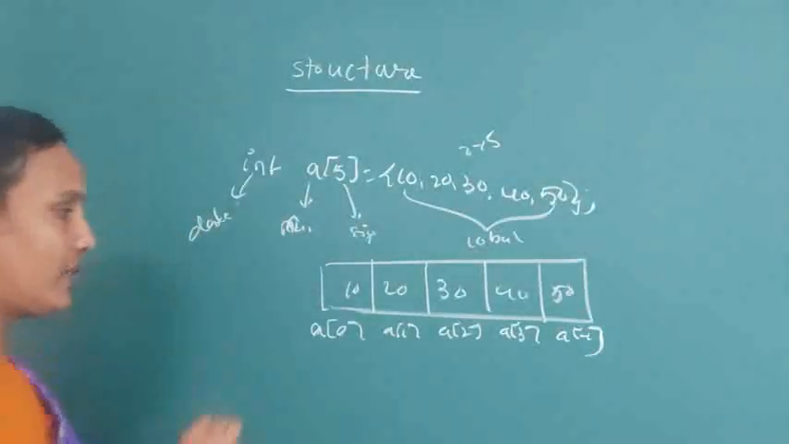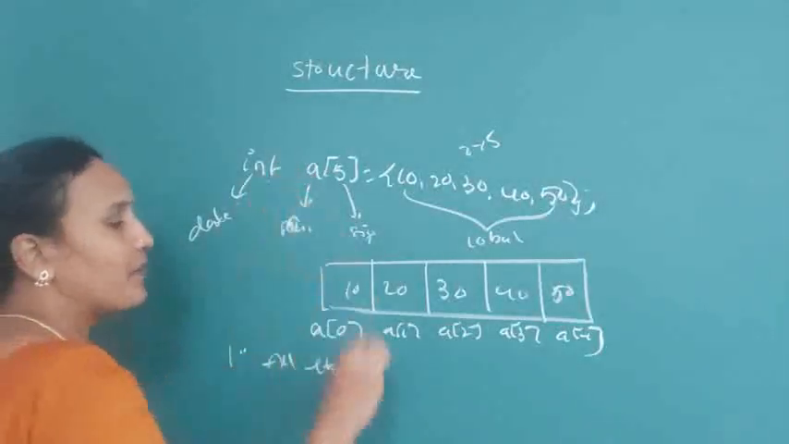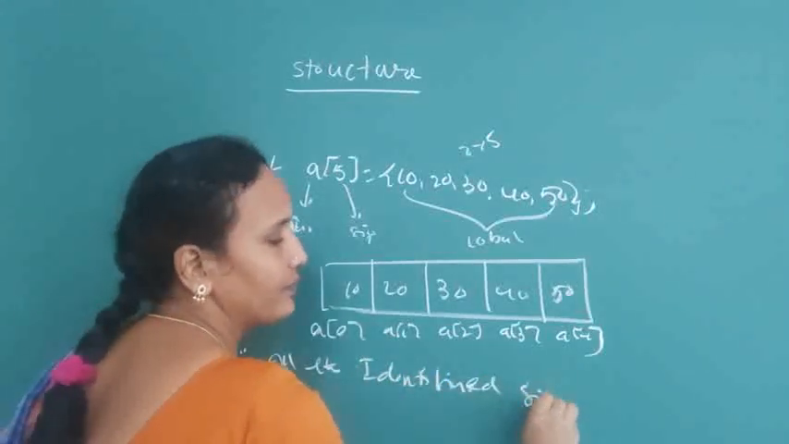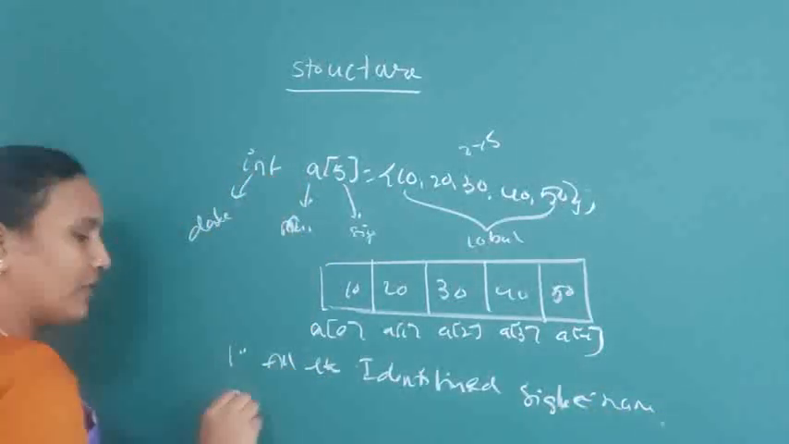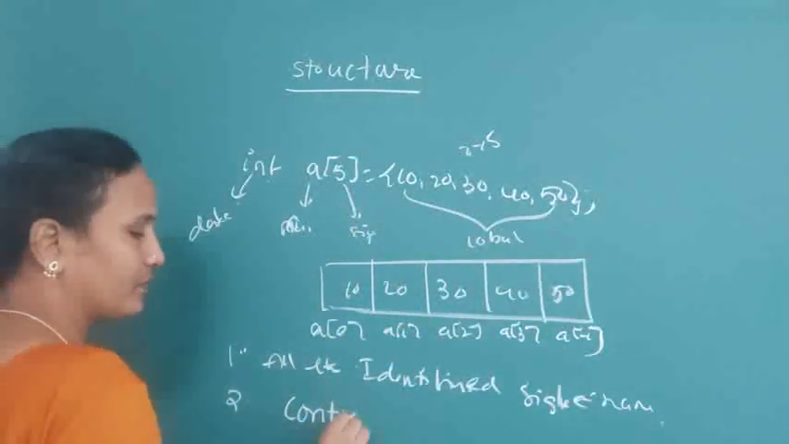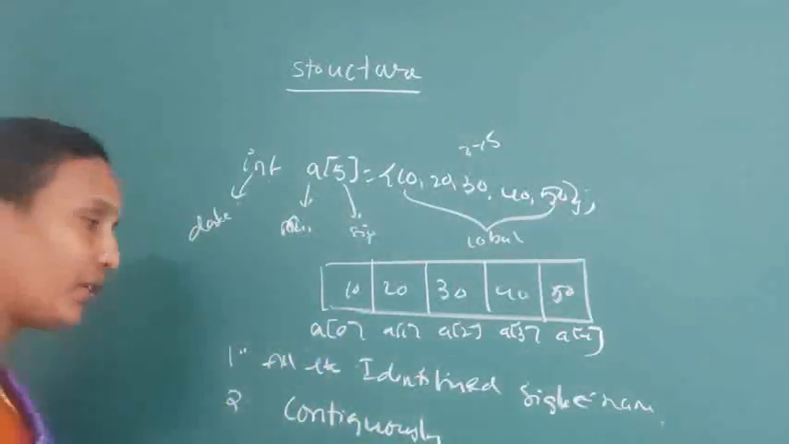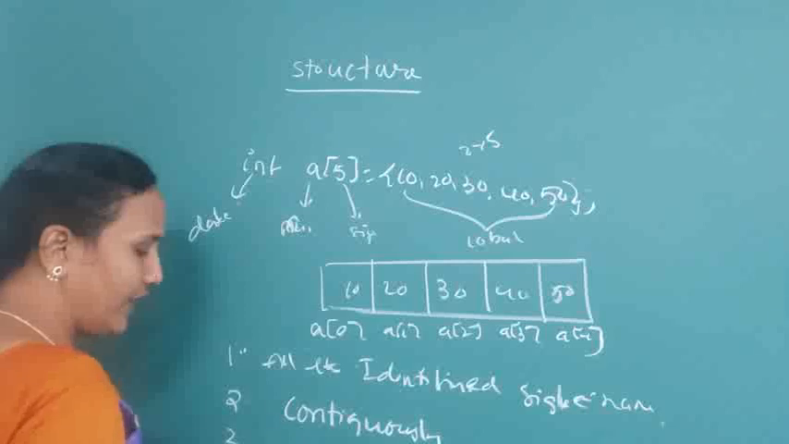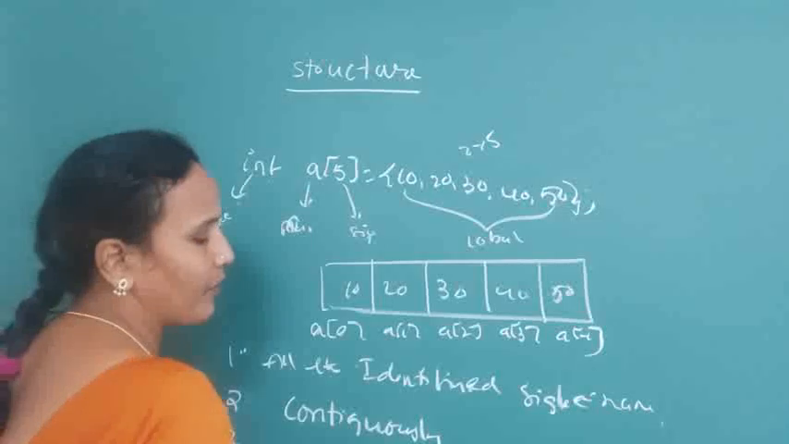What is the main advantage? The first one is that all the elements are identified with a single name. This is the first advantage. The second advantage is that all the elements are stored contiguously, so it is easy for you to retrieve them, and it will reduce the searching time.